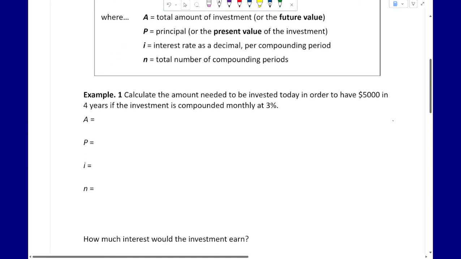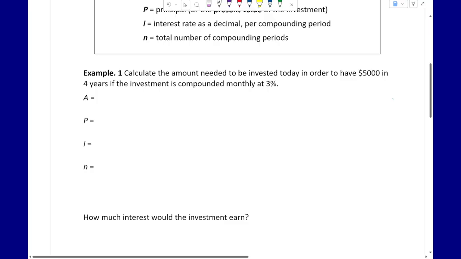So in the first example, calculate the amount needed to be invested today in order to have $5,000 in 4 years if the investment is compounded monthly at 3%. Now, the key thing that tells us that we should be using a different formula is the question asks how much is needed to be invested today, right? Or how much do we need now, right? So we do have to make sure we're reading the question carefully so that we understand what it is we're looking for.